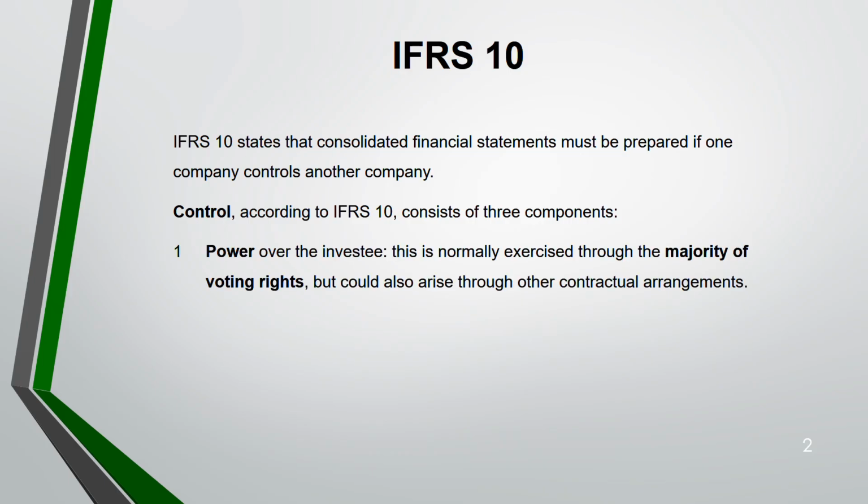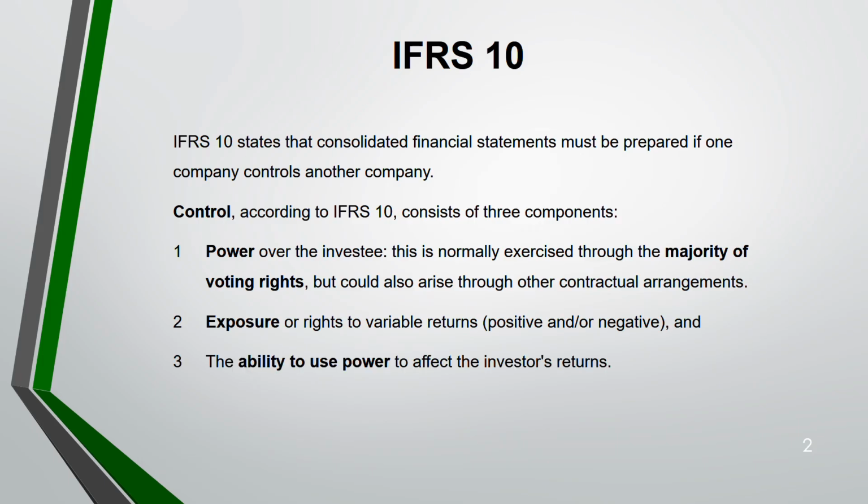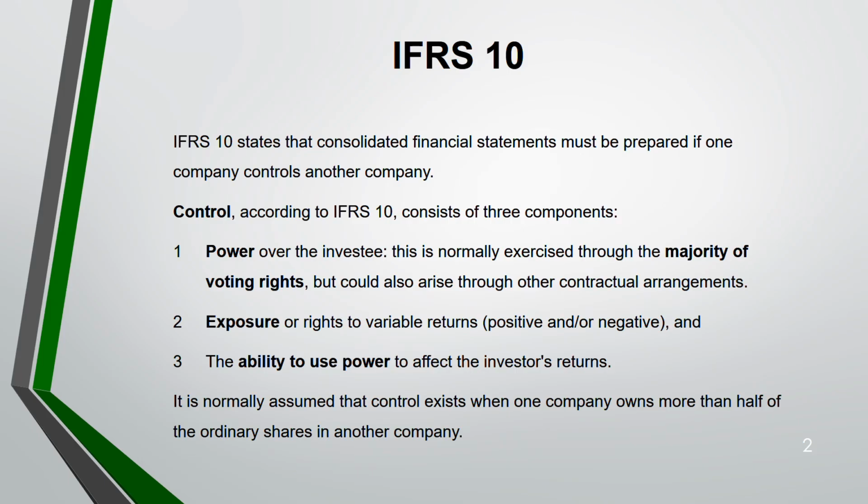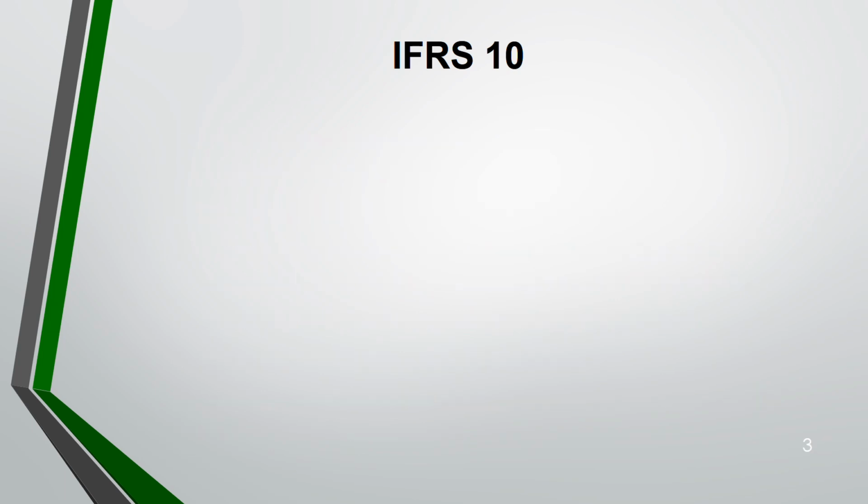So there are three components. First, power over the investee, that means you are exercising it through the majority of the voting rights. Next, exposure to variable returns. It could be positive, it could be negative. And the ability to use the power. It's not necessary that you have to use the power, but at least you have the ability to use that power. If these three things are present, that means you are exercising control. Normally, if you are owning more than half of the ordinary shares, that means more than 50%, you have control. You have to consolidate financial statements.